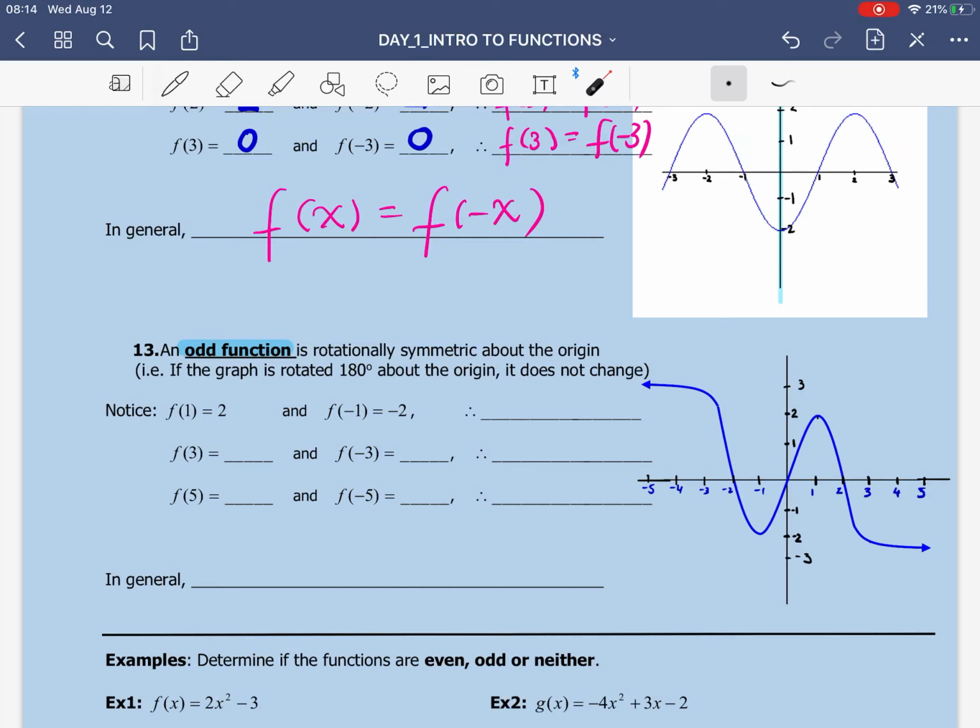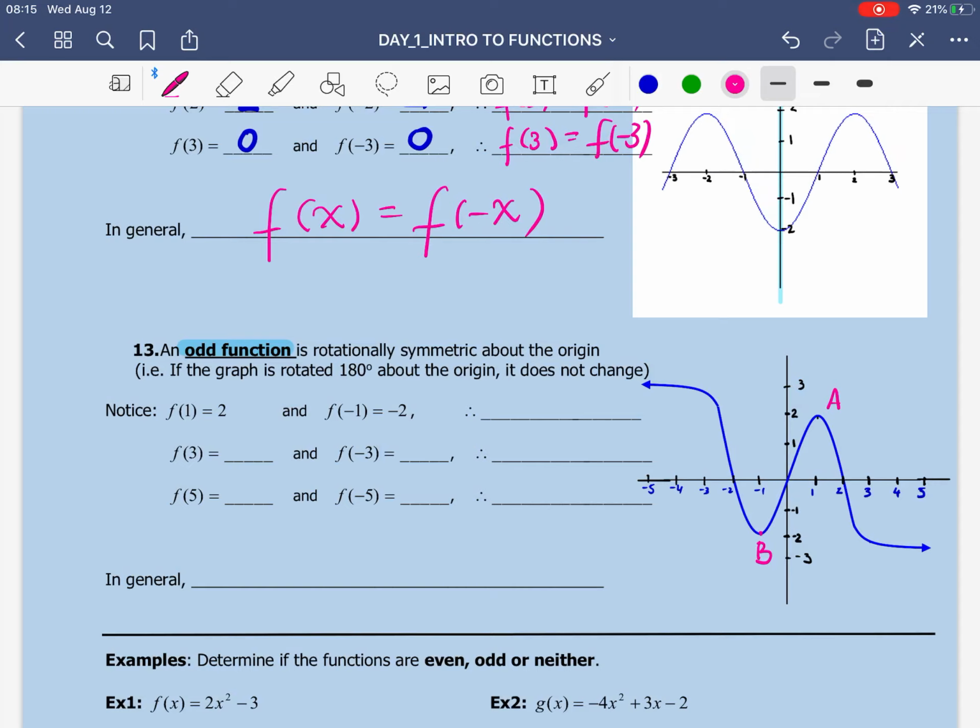Now, an odd function or an odd symmetry function is rotationally symmetric about the origin. So what does that mean? So if you have this point in here, I'm going to mark this by letter A actually. If we have this point and we rotated this point around the origin 180 degrees, that will go right here at this point. So the points A and let's call this one P will overlap, so they will be located at the same spot.